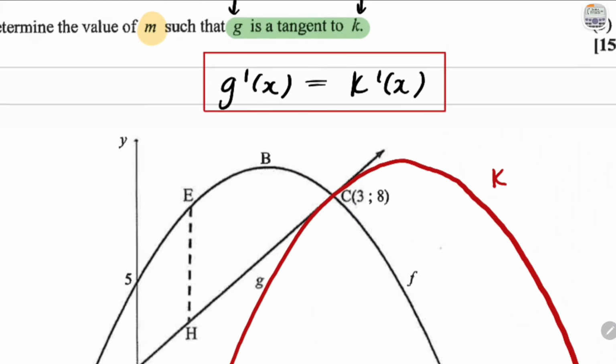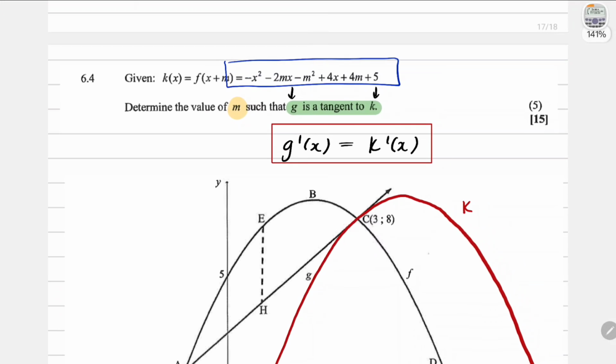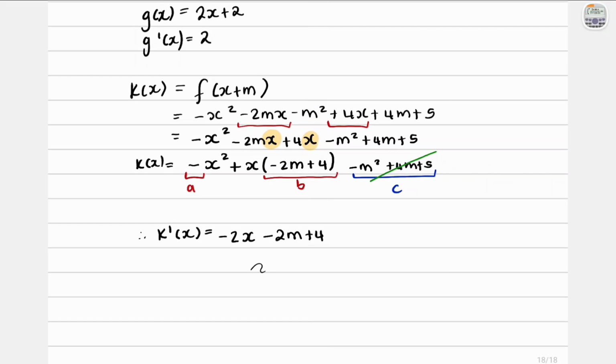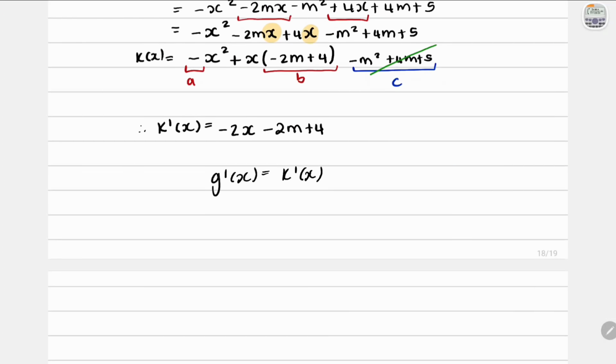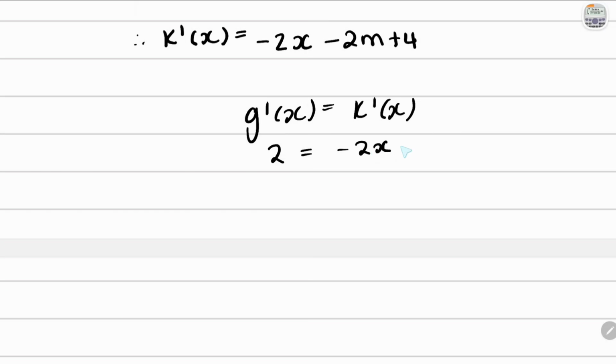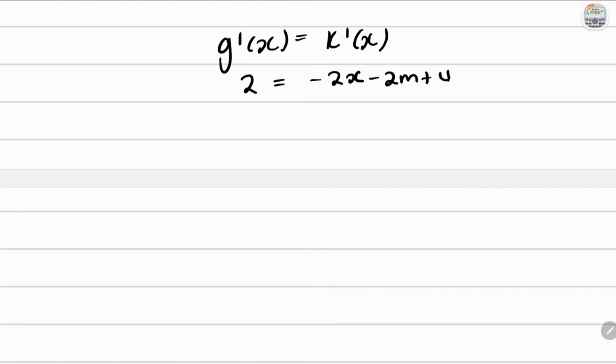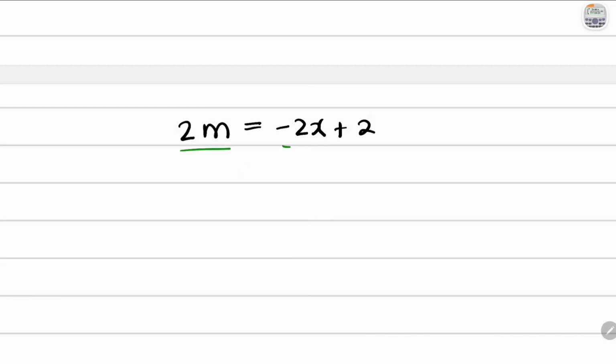And remember, the whole goal is to find out where the gradients are the same, because if the gradients are the same, then that's where it is a tangent. So we're going to say g prime of x is equal to k prime of x, and we can just equate. So that one is 2, so 2 is equal to negative 2x minus 2m plus 4. We need to solve for m. Let's take that over, and it becomes positive 2m is equal to negative 2x plus 4, and we're taking this 2 over and it becomes a minus 2. 4 minus 2 is positive 2. Still need to solve for m. You can divide both sides by 2 to get m on its own, and m is equal to negative x plus 1.